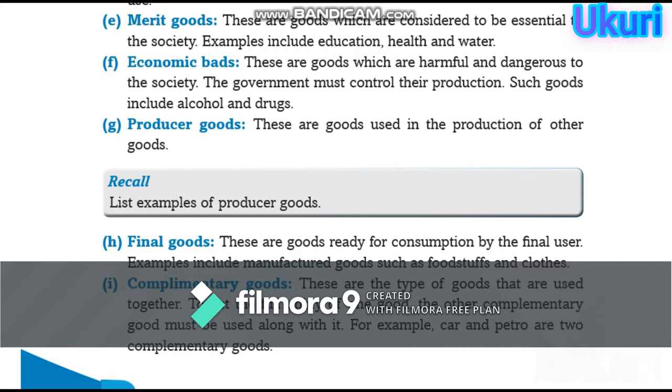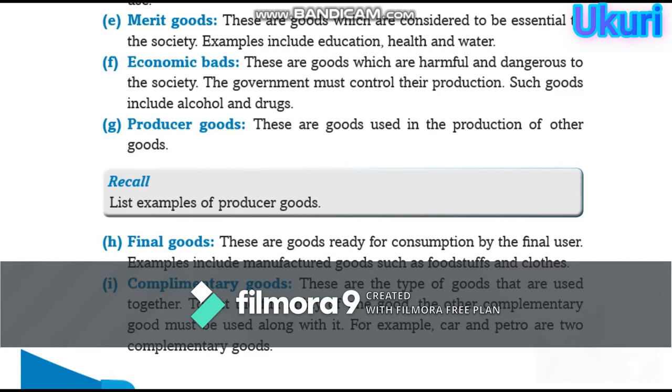So economic parts. What are the economic parts? These are goods which are harmful and dangerous to the society. Niba dufite merit goods zikaba zifitiye akamaro abaturage cyangwa se society runaka, economic parts yo nizazi ziri harmful, ziri dangerous ku baturage, ziri dangerous to the society. The government must control their production. Such goods include alcohol and drugs. The government ifata umwanya wo kugira ngo igende ibi control cyangwa se ibibungabunge.